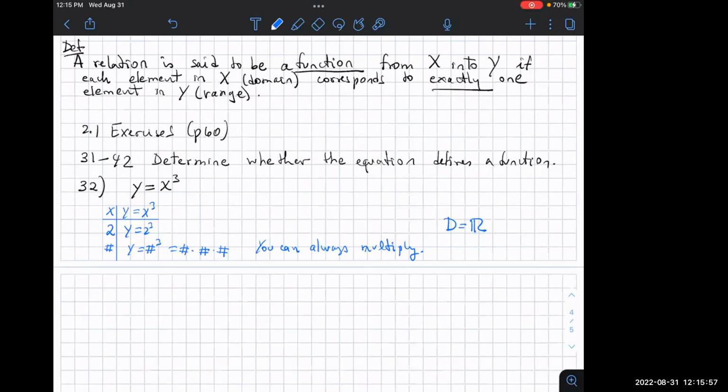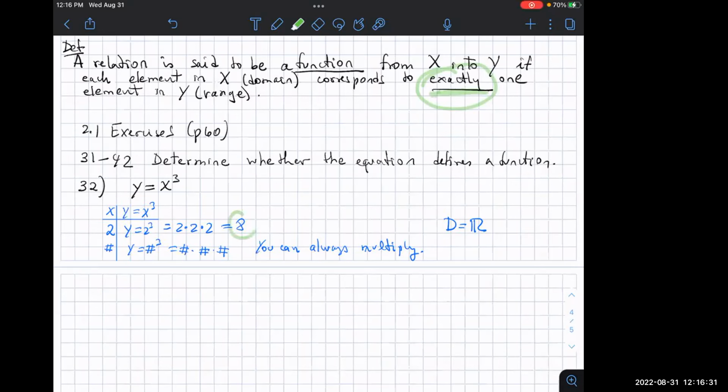Okay, so now the next question. I take any real number and plug it in. For example, I pick 2. I plug it in, I get 2 to the third. What is 2 to the third? What is 2 times 2 times 2? 8. Okay. Now, the key was they have to have exactly one answer.